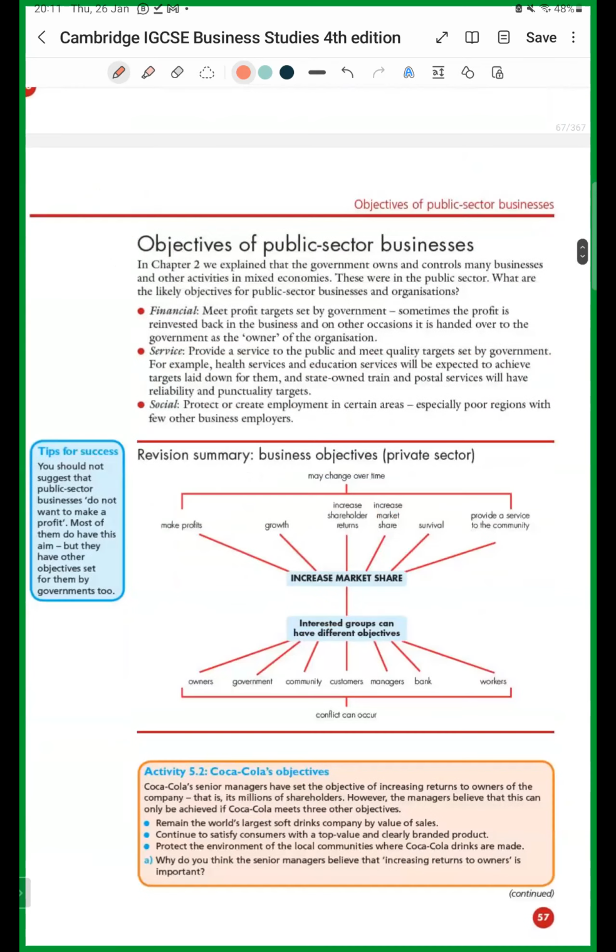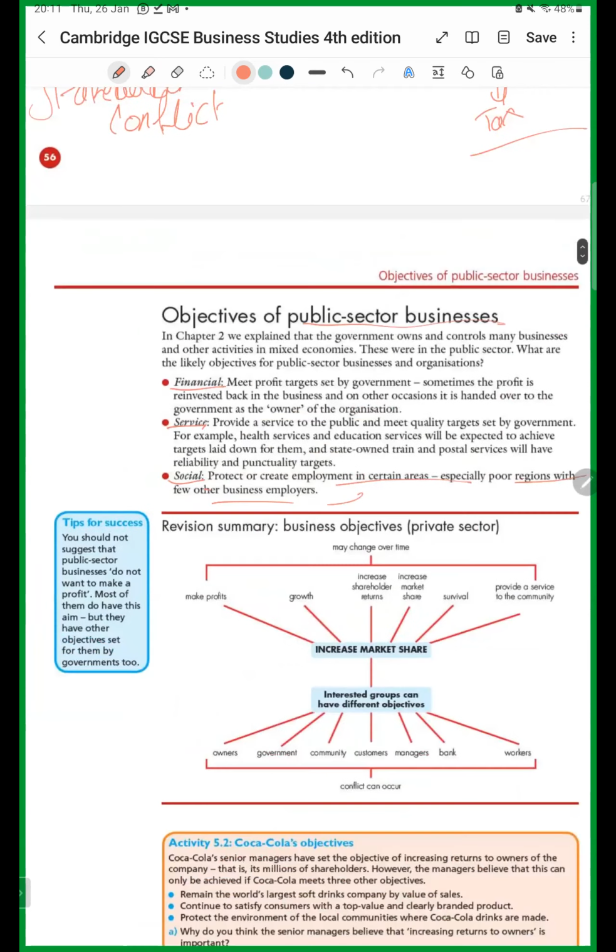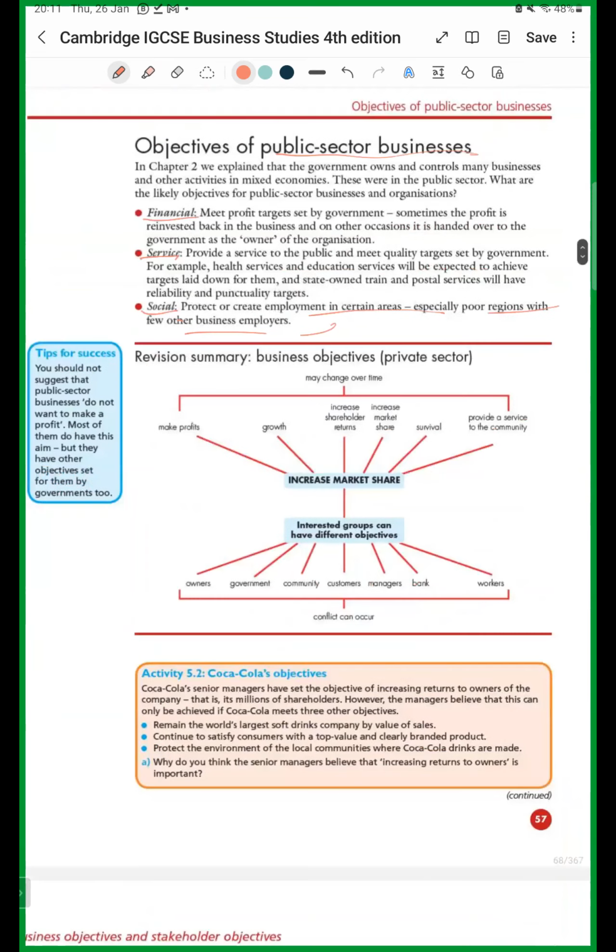Obviously, a public sector organization that is owned by the government has three objectives: financial, service, social. They want to benefit the society, make no money or enough money to just survive, but we don't want to make profit. We want to benefit the people in the society. We want to provide service to the community, create employment, help people out. And that is what your public sector objectives are going to be. All the objectives discussed above were objectives of a private sector. I hope that is clear.